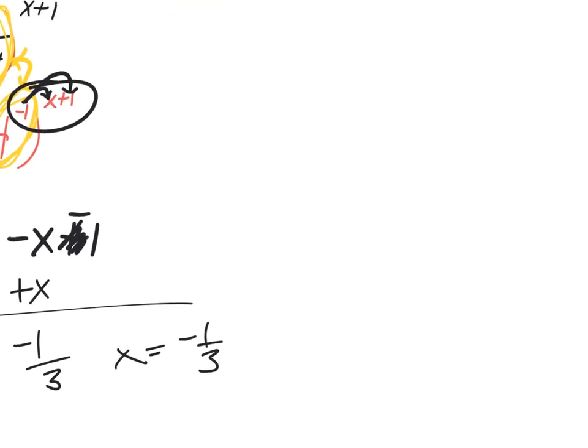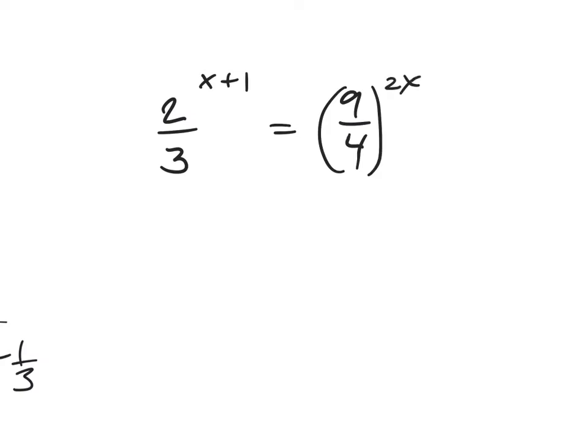Third level question. What if it's got a fraction like 2/3 to the x plus 1, and then another fraction which you can tell is related, but it's flipped over. So I'm going to go with 9/4 to the 2x. Now, do those have the same base right this second? No, they do not. Make it so they have the same base, and then solve it.